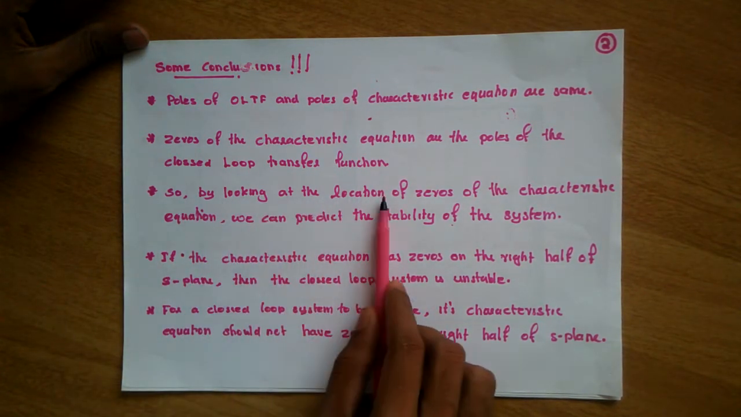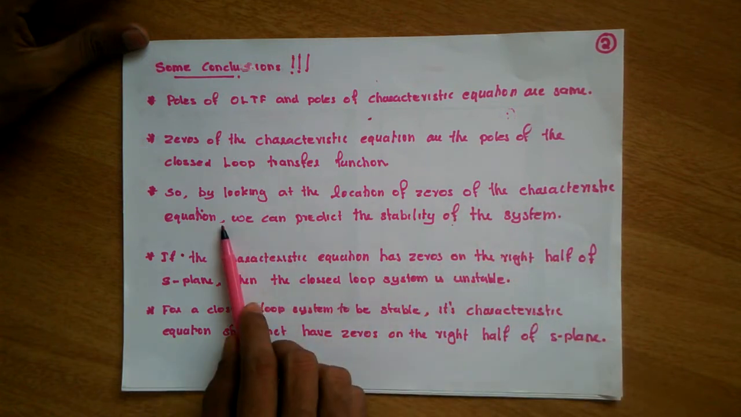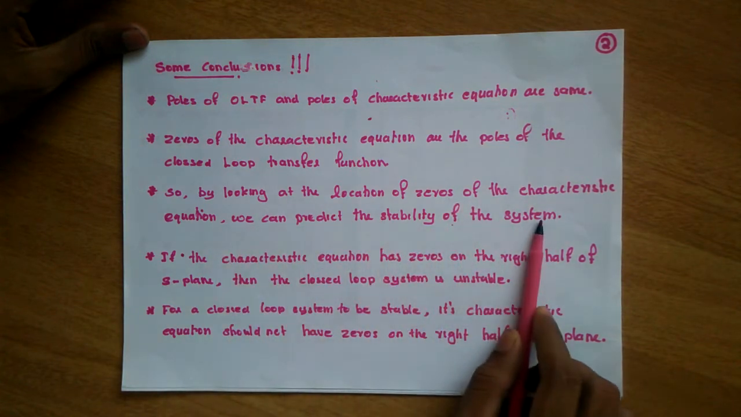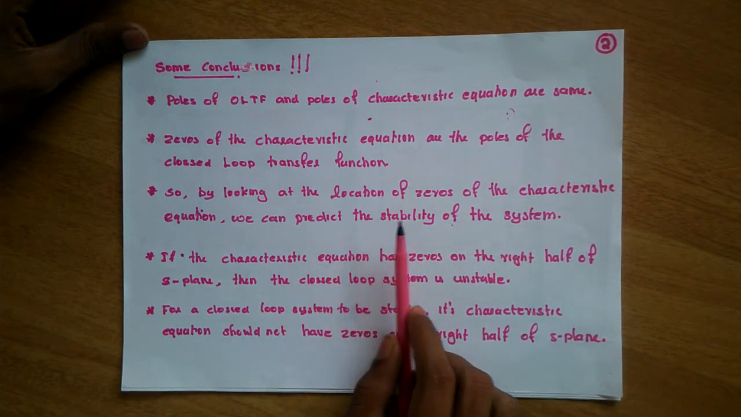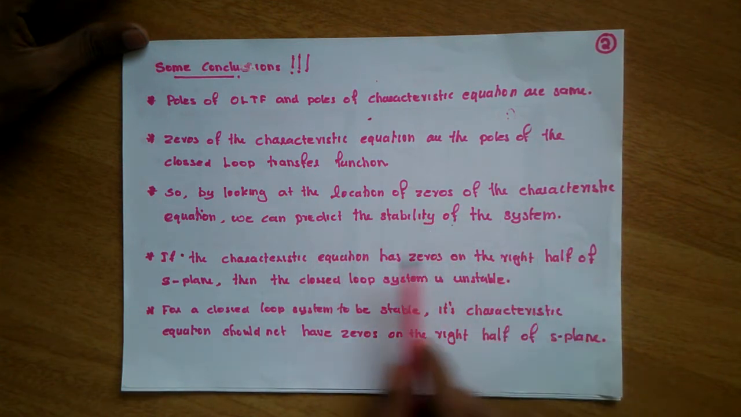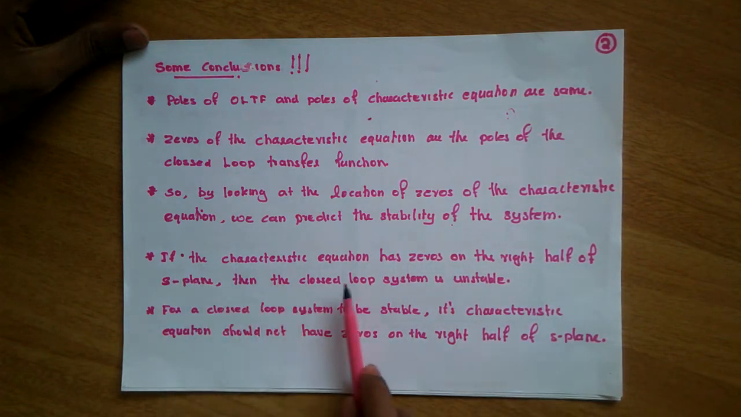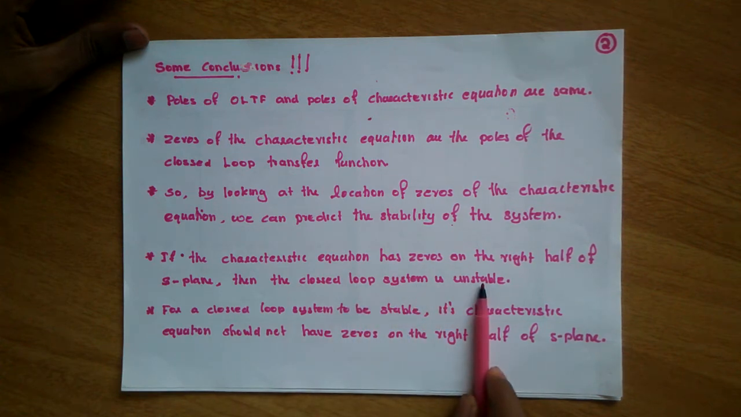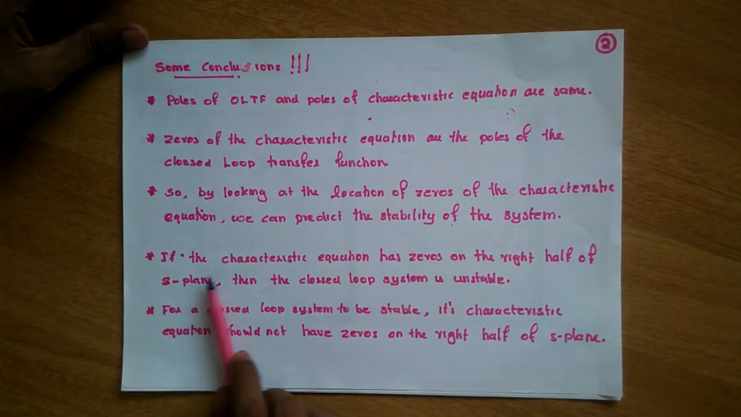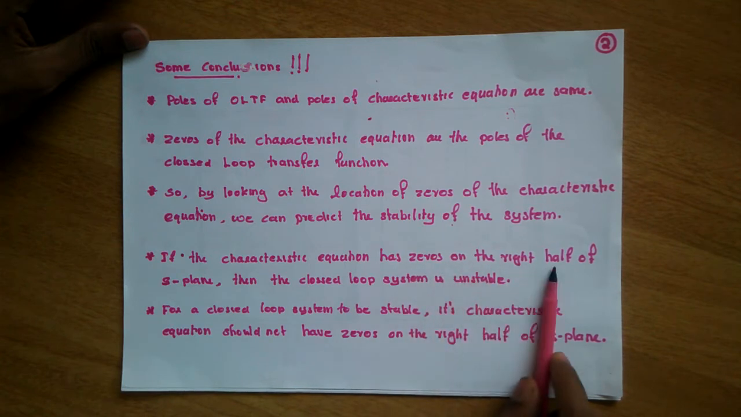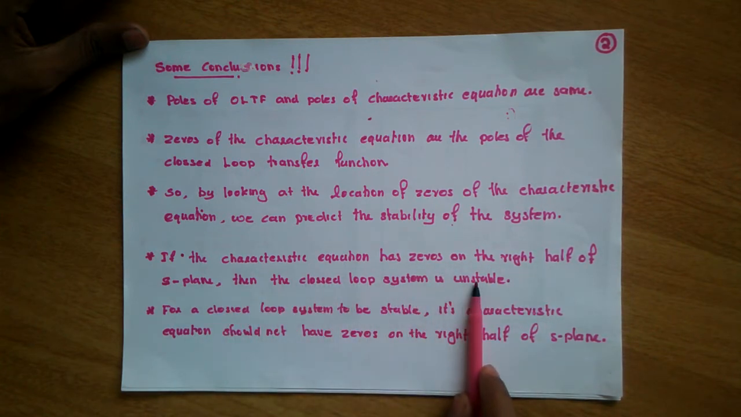So, by looking at the location of zeros of the characteristic equation, we can predict the stability of the closed loop system. So, if I know the location of zeros of the characteristic equation, I can say that the system is stable or not. If the characteristic equation has zeros on right half of S-plane, then the closed loop system is unstable.